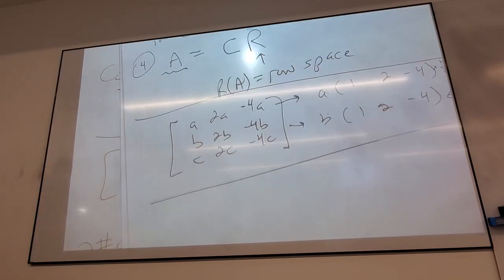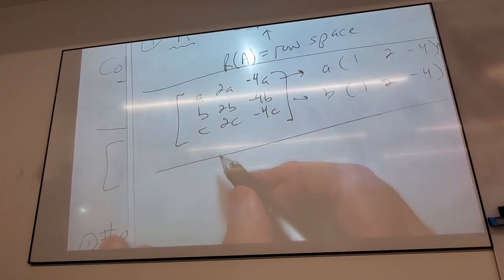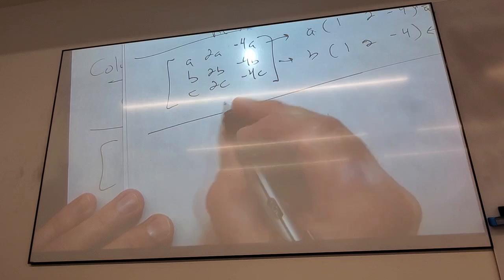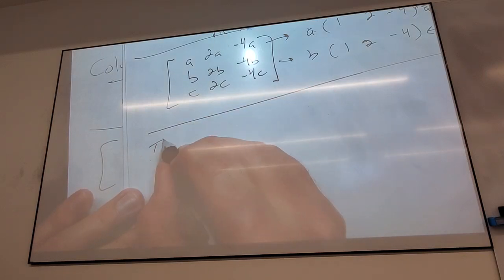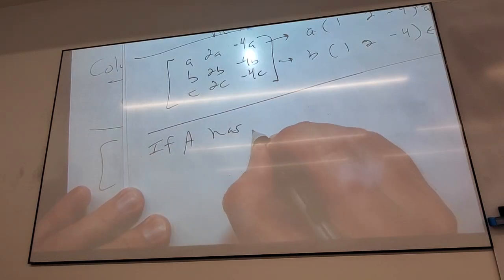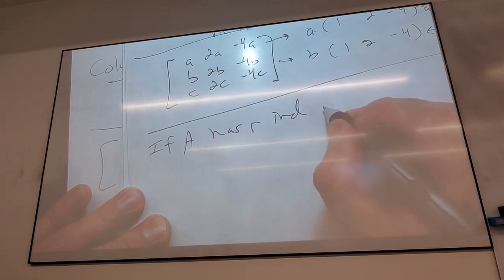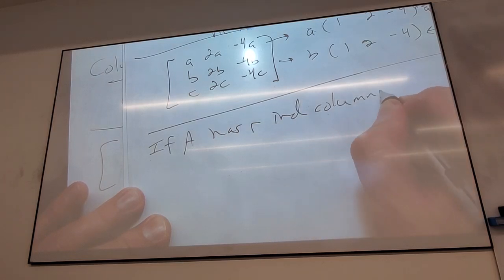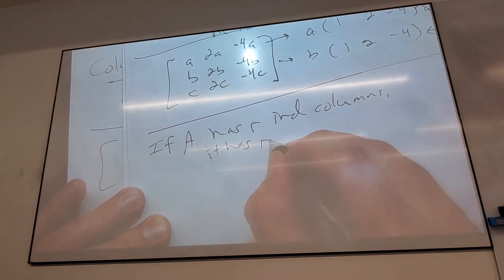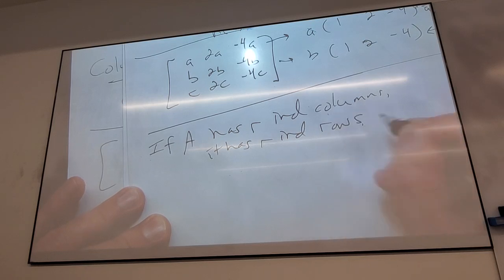Oh, yeah, okay, good. So let me formalize this. If A has R independent columns, it has R independent rows.